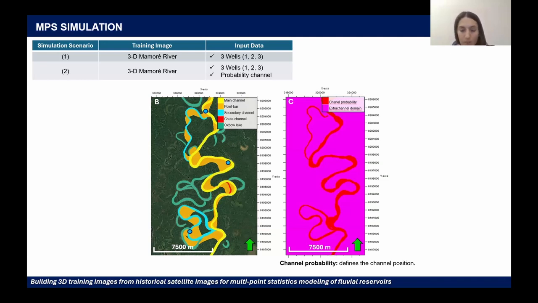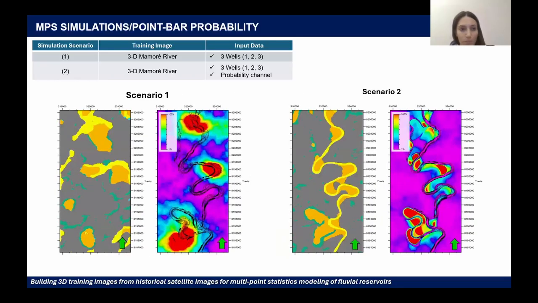This is done because in real reservoir studies, such information like the trace of the channel can be inferred from high-resolution seismic data, for example. And here are the results of the MPS simulations. The models on the left are the results of the simulations after 3 realizations for each scenario. And to test how well the simulations reproduce the reservoir geobody of interest, which are point bars, we have calculated the probability of occurrence of point bar geobodies, and it corresponds to the model on the right.